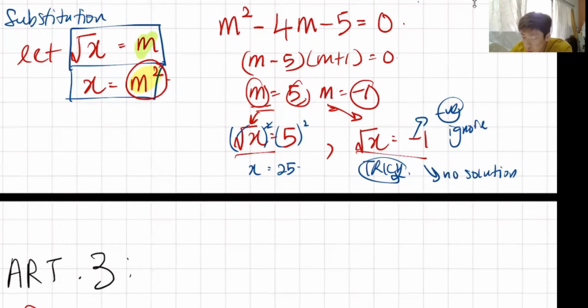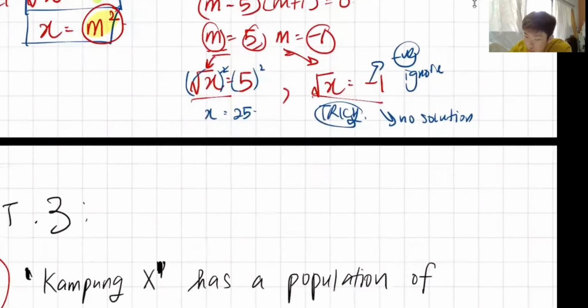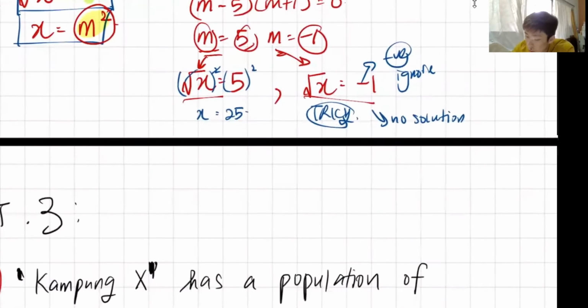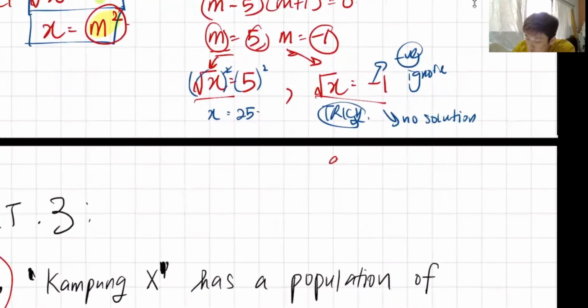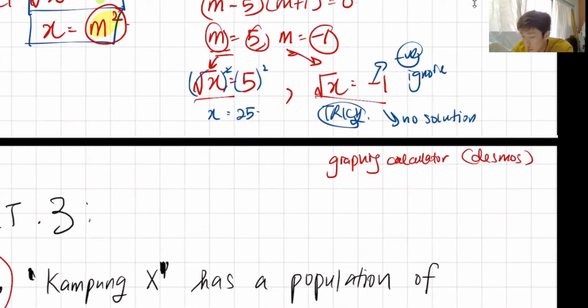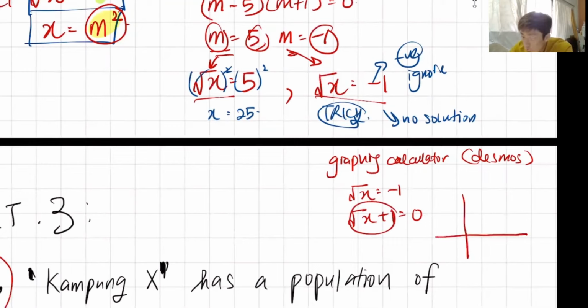If you want to know why there's no solution, I give you a task. Go to a graphing calculator, maybe Desmos or GeoGebra. Because square root x equals -1, so square root x plus 1 is equal to 0. This is only for those who are interested. Try to plot this graph. You have the x-axis and y-axis. The graph will most probably look something like this.